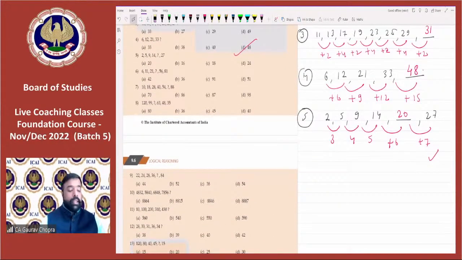Then the sixth one is the same as the first question. Question number 6 is the same as the first one. Then try question number 7.